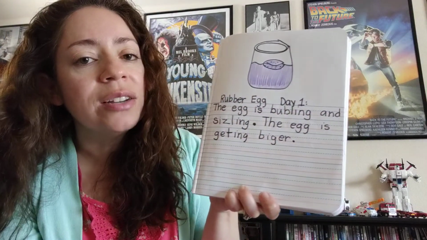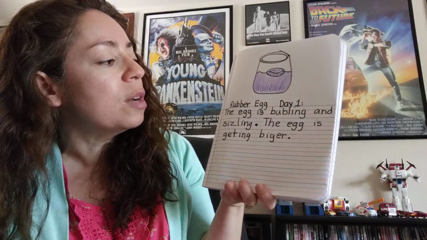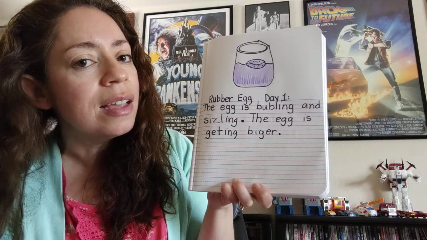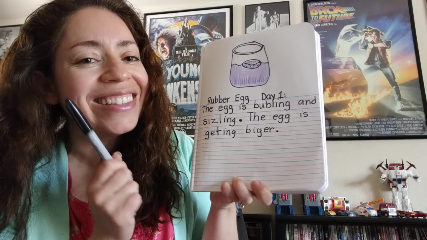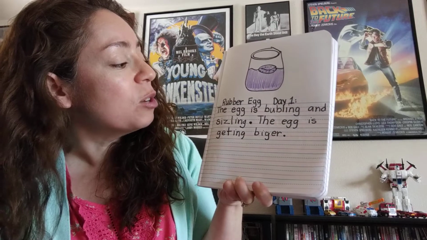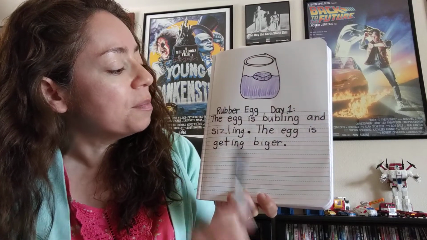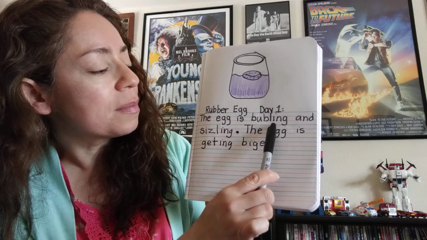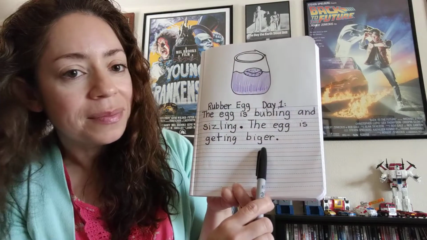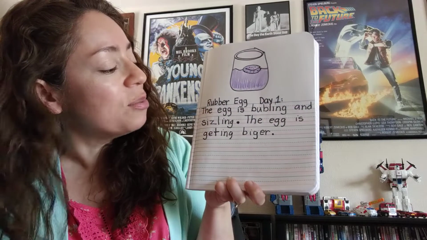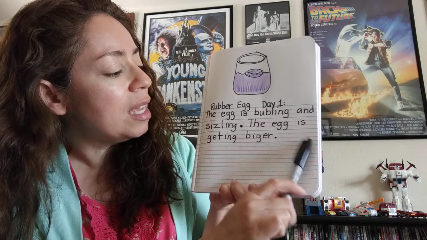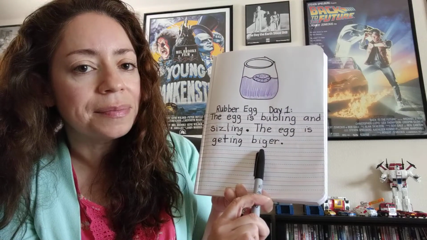Wow, we wrote down 2 observations about the rubber egg on day 1. Let's review what we wrote, because scientists are not just good readers, they're good writers too. And good writers have to be good readers. So let's get ready to read our observation. Okay, this time I'm going to read it with you. Ready? The egg is bubbling and sizzling. The egg is getting bigger.